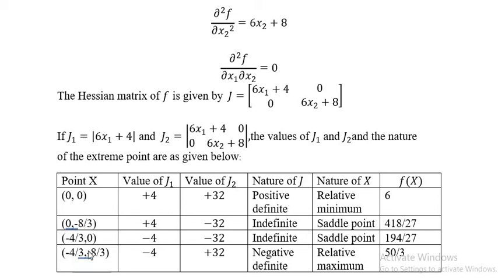From the table, the first column corresponds to the points, the extreme points. The second column corresponds to the values of J1. The third column corresponds to the values of J2. The fourth one gives the nature of the Hessian matrix. The fifth column gives the nature of the point. And the last column gives the value of the function.